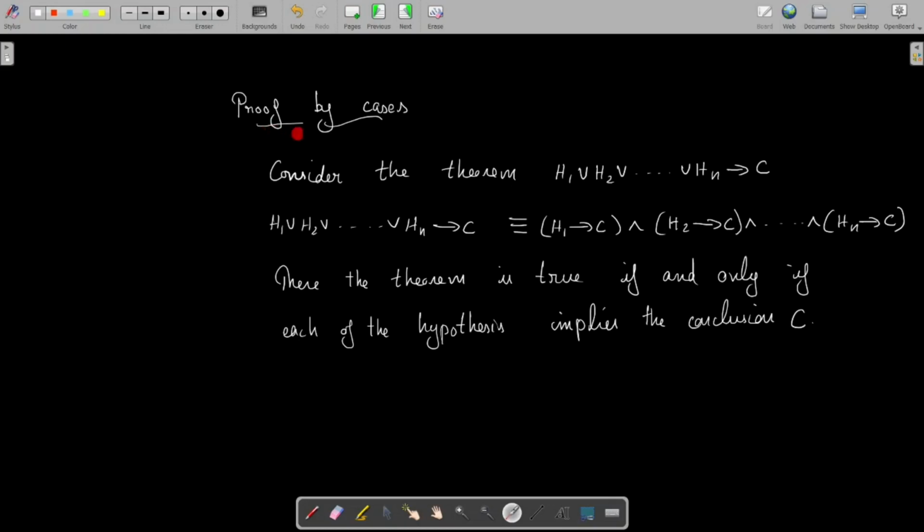Next proof method is proof by cases. Suppose we have the theorem h1 or h2 or etc. or hn implies the conclusion C. That is, if any of these hypotheses becomes true, it implies that the conclusion C is true. So here h1 or h2 or etc. or hn implies C is logically equivalent to h1 implies C and h2 implies C and etc. and hn implies C. Here the theorem is true if and only if each of the hypotheses implies the conclusion C.